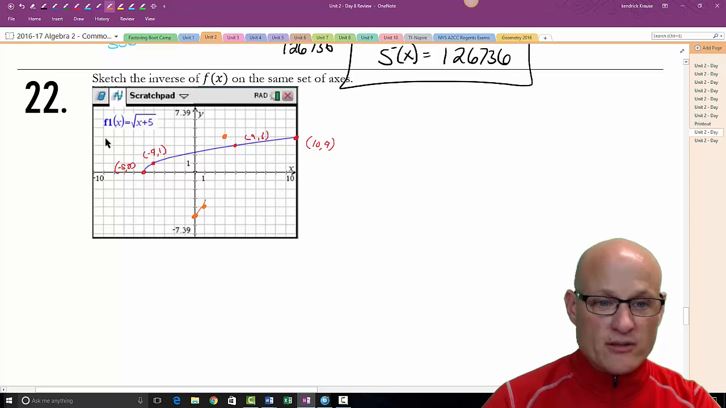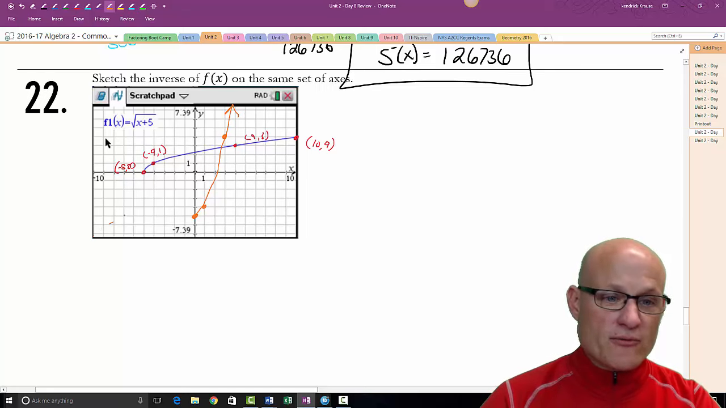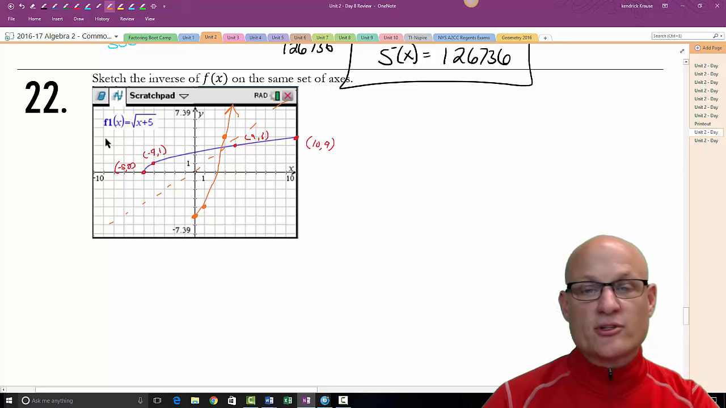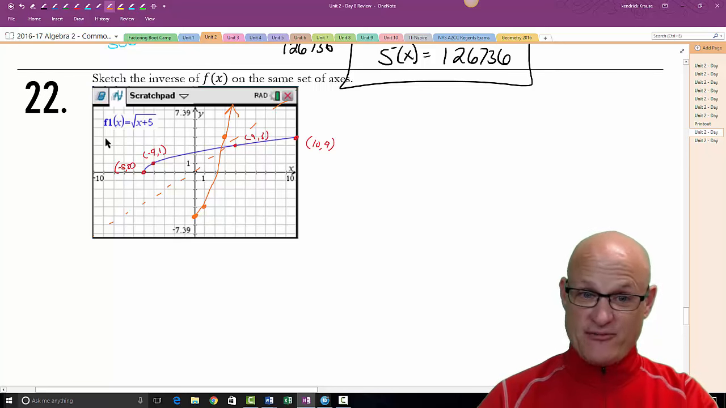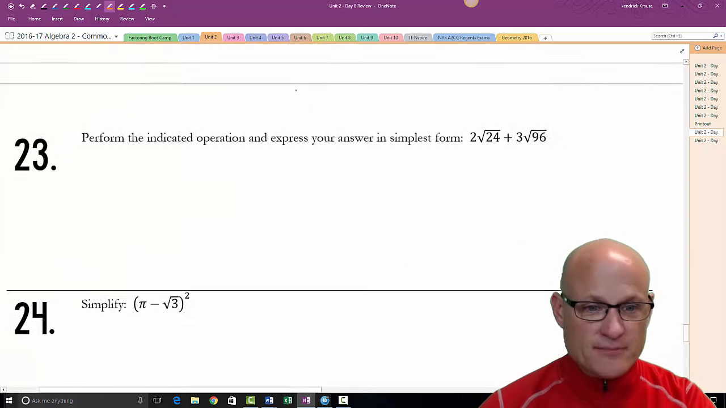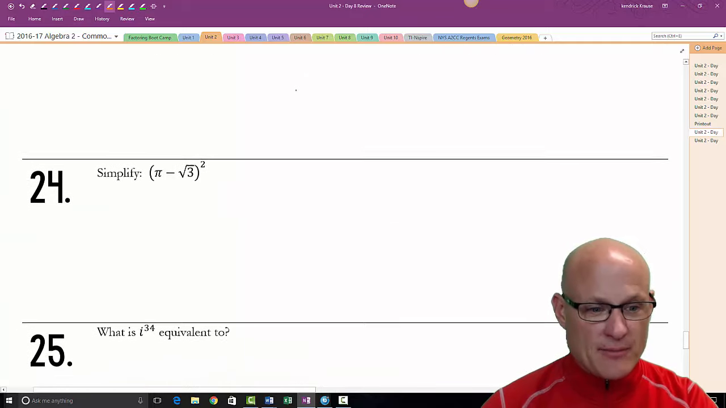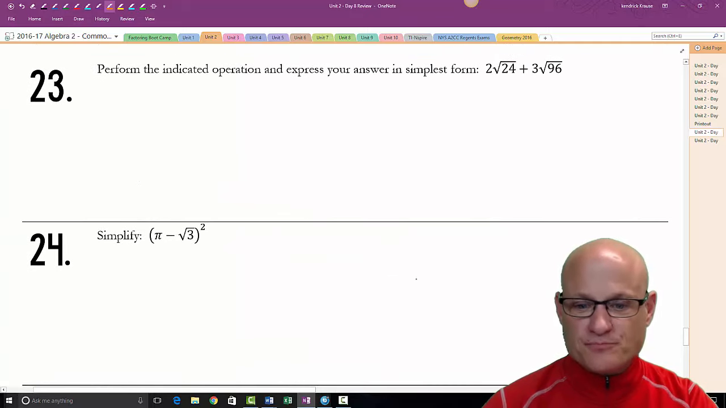But the reflection looks like that. And do those look like they're reflections over the line y equals x? Sure do. Sure enough. Moving on, children. We only have three problems left, right? I think we have three problems left.